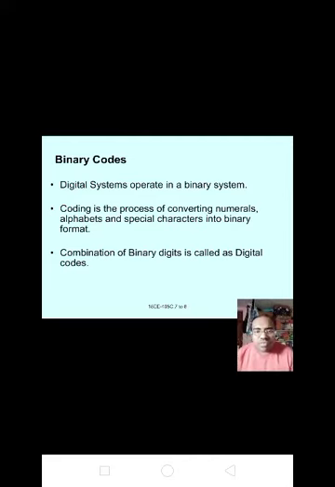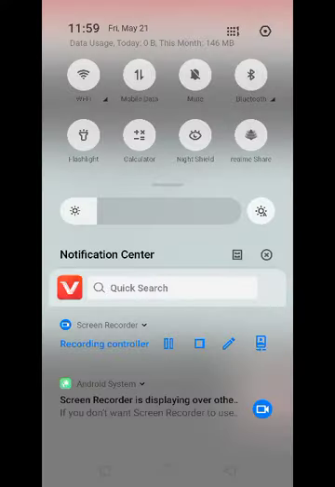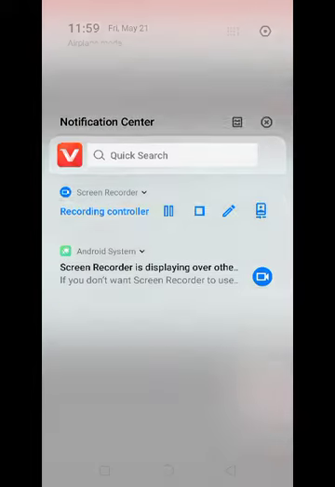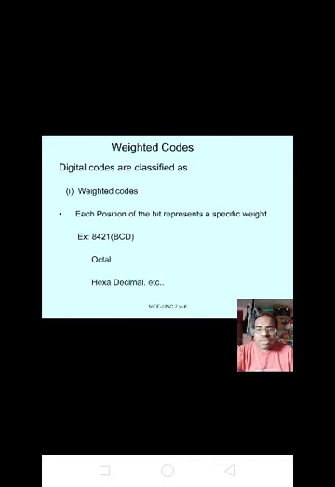Definition of coding: coding is the process of converting numerals, alphabets and special characters into binary format. A combination of binary digits is called a digital code. Digital codes are classified as weighted codes and unweighted codes.